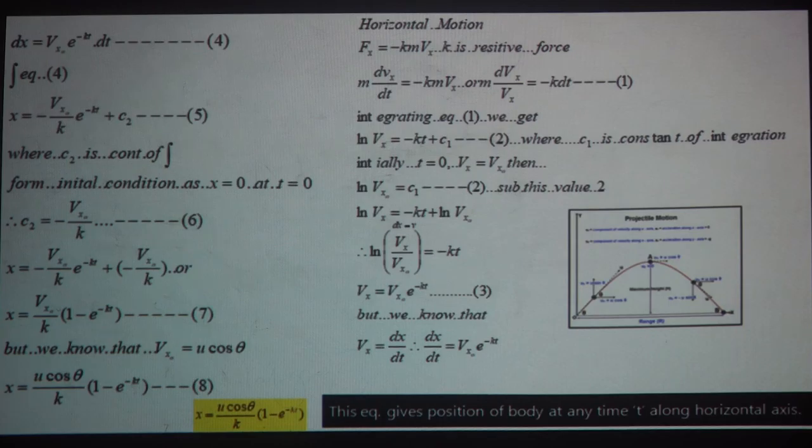So if I integrate equation number 1, I get the integration of dVx by Vx, which is ln of Vx, equal to minus kt plus c1, because k is a constant and the integration of minus dt is minus t. This is my equation number 2. Here c1 is a constant of integration, and I find it by using the initial conditions. The initial conditions are t is equal to 0, Vx is equal to Vxo. Substituting these in equation number 2, I get ln of Vxo is equal to c1.